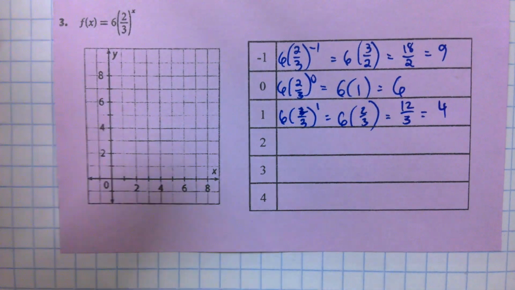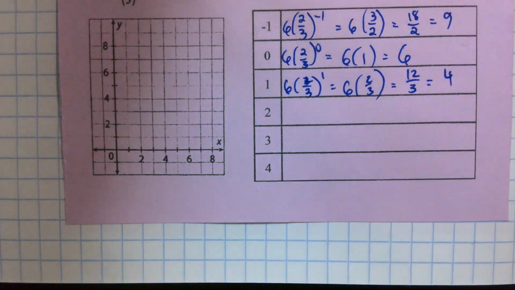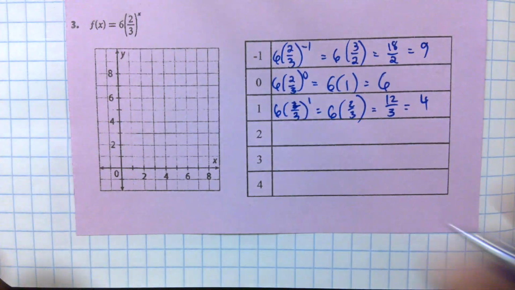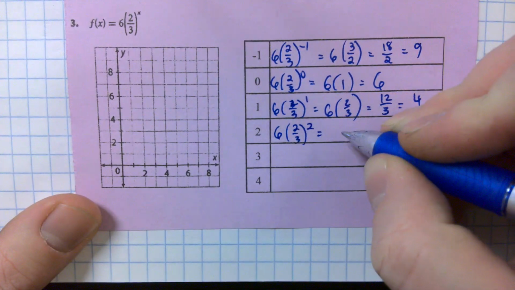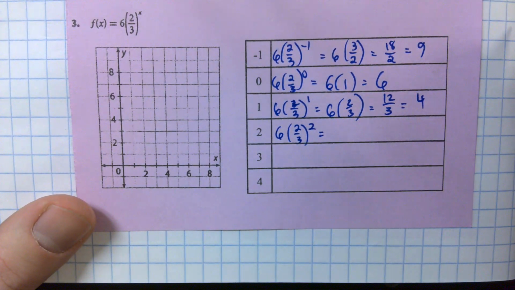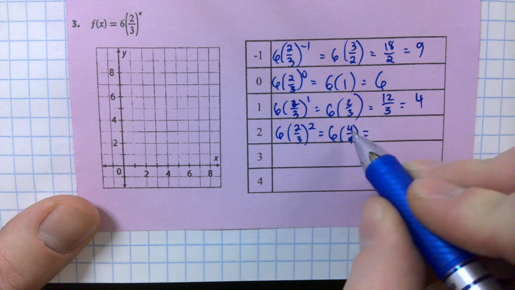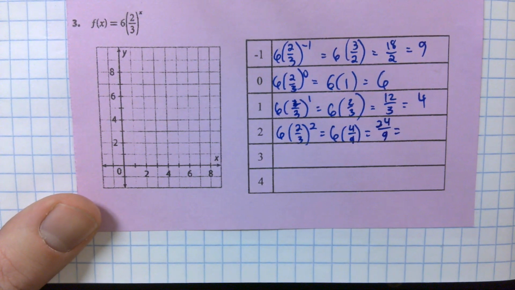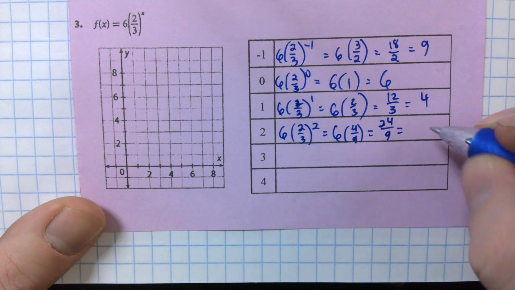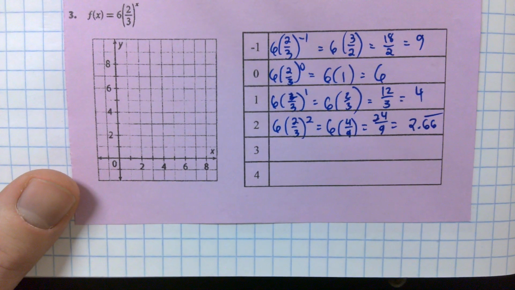Hey, we might get out of here without having any decimals. I'm kidding. I know it's not going to be decimals. Plug in 2. What's 2/3 squared? 4/9. Okay, I'm going to multiply the 6 times the 4. That gives me 24 over 9. 2.666 forever. Plug in a 3.